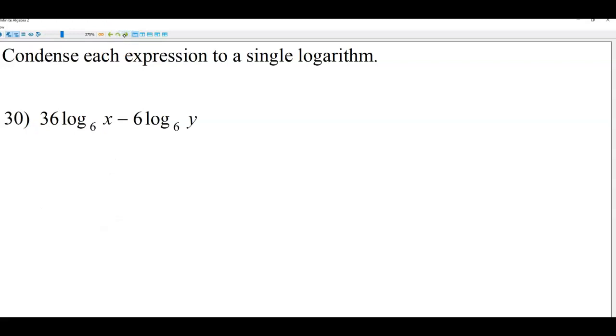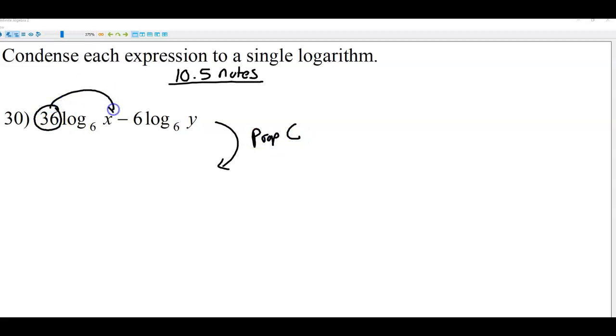All right, now we're going to be using some log properties to condense. This was our lesson that we had last time. So first of all, we're going to apply from the 10.5 notes. We learned 3 properties, A, B, and C. I'm going to start by applying property C, which tells me I'm allowed to take the number in front of the log and make it a power of the x there. Same thing here. I can make that 6 a power on the y.